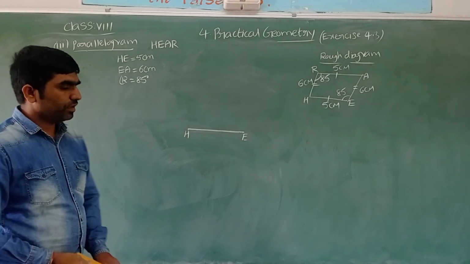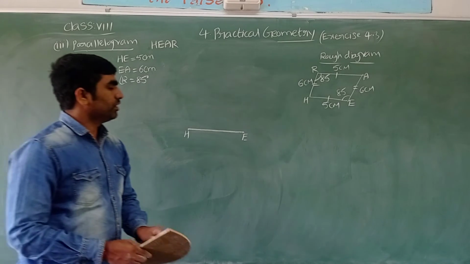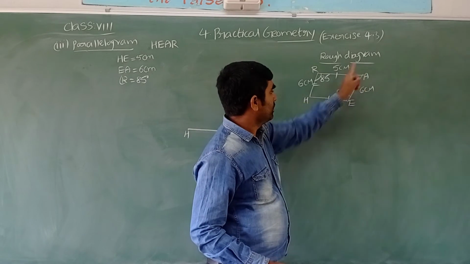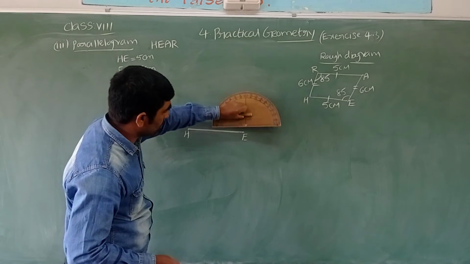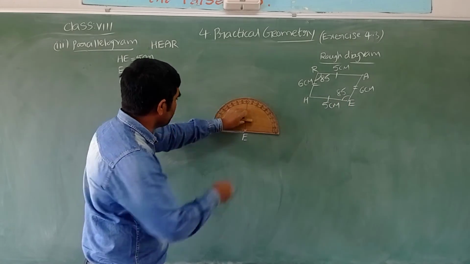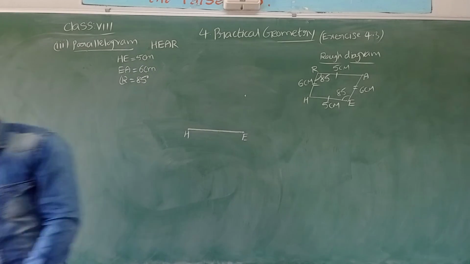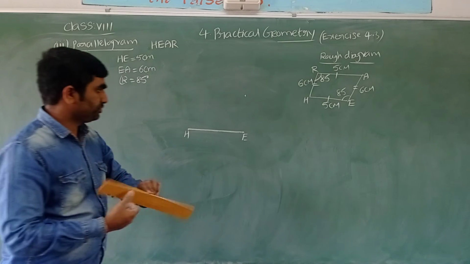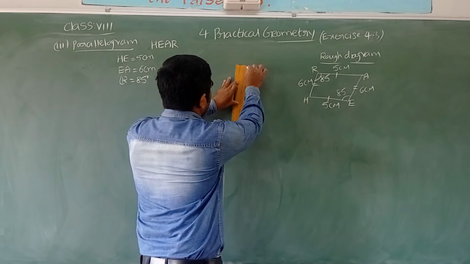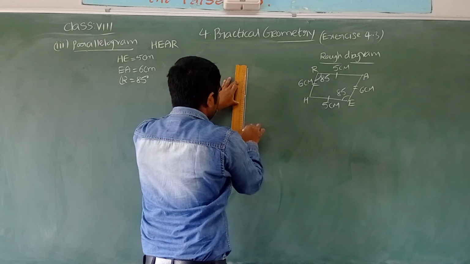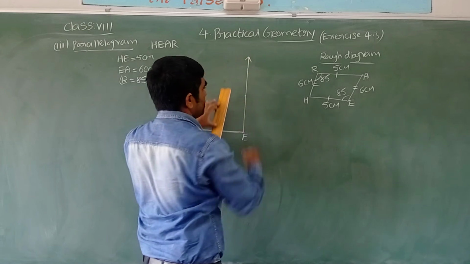Now, with the help of a protractor, you can draw one ray from vertex E whose measure is 85 degrees. 85 degrees is here, so you can extend that with the help of a ruler. Here I draw one ray whose measure is 85 degrees.